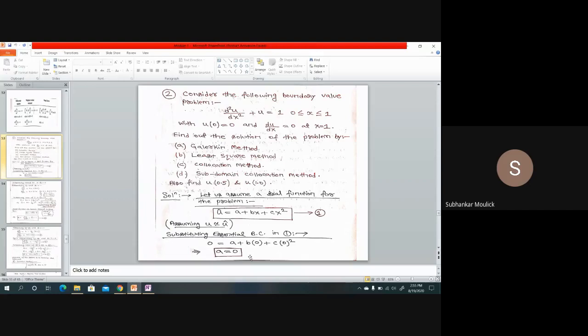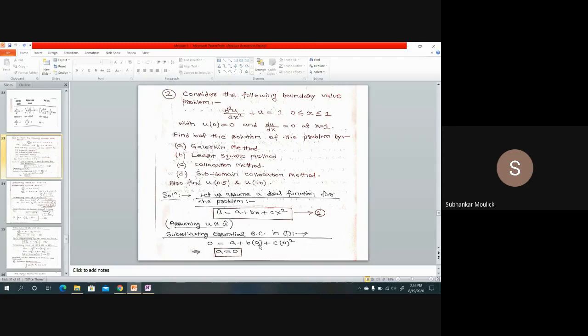Yes, it is satisfying the essential boundary condition there, so whatever trial function I have assumed is correct. Now I will proceed with this trial function to solve the given problem. Is it clear? Yes sir. Okay. So the assumed trial function is u cap is equal to a plus bx plus cx square.